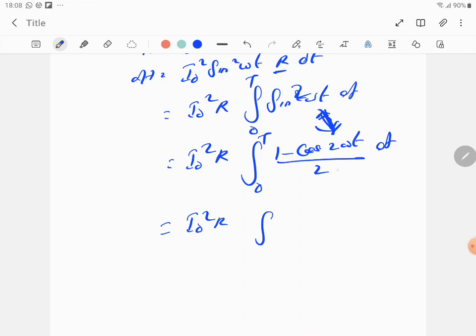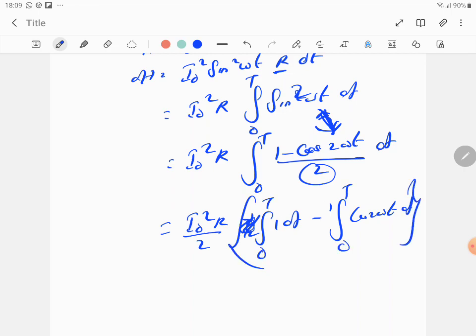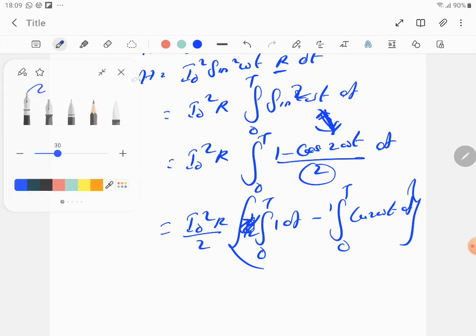You mug up this. Since you are a non-maths student, you have to mug it up. So then it gets broken down into 1 by 2 into 1 dt minus another 1 by 2. Actually, 1 by 2 can be taken out common. Forget about 1 by 2. This 2 can be taken out common. So it will be integration of 1 dt minus integration of cos 2 omega t dt. Integrate from 0 to capital T and 0 to capital T, and a whole bracket will come here. Correct?